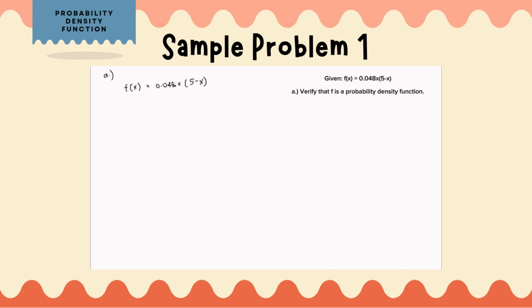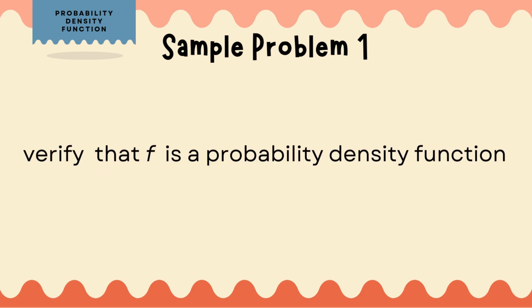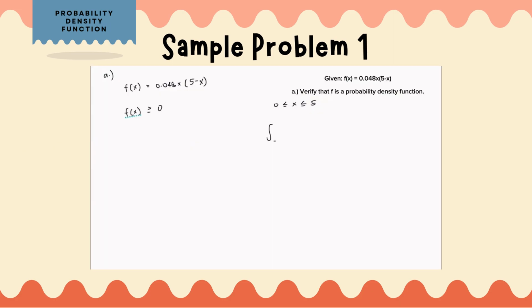Let's get started. If f is a probability density function, it has to be greater than or equal to 0, so x has to be between 0 and 5. Now, how can we verify that f is a probability density function? The integral from negative infinity to infinity of any probability density function by definition has to equal 1. And since x has to be between 0 and 5, the integral from 0 to 5 of f of x dx must also equal 1, so this is what we need to verify.